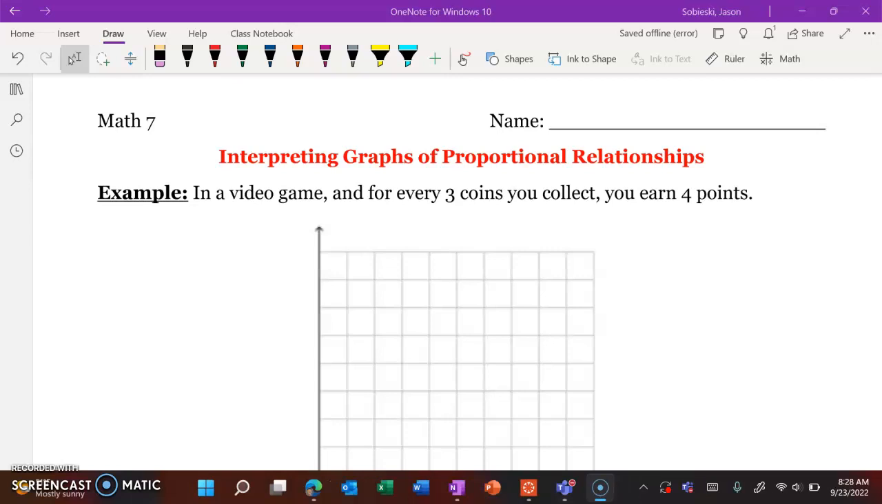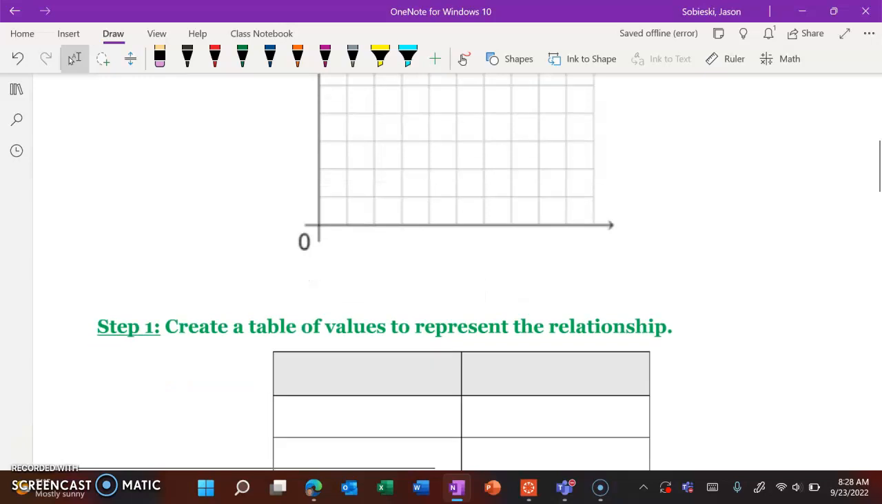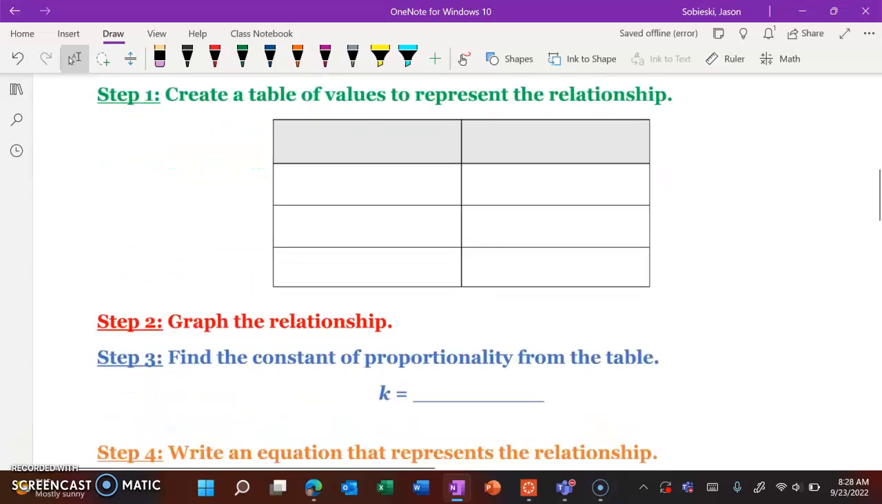Hey Math 7, so in this video we are going to continue our work with graphs of proportional relationships, and we are going to work through an example about a video game. In that video game, for every 3 coins that you collect, you are going to earn 4 points. So with that little piece of information, we are going to, step 1, create a table of values.